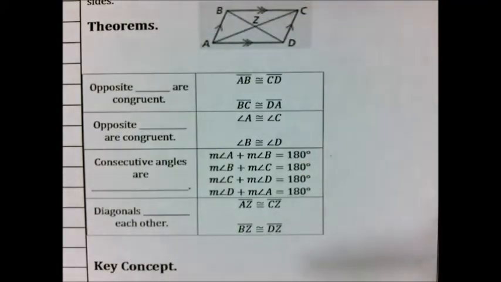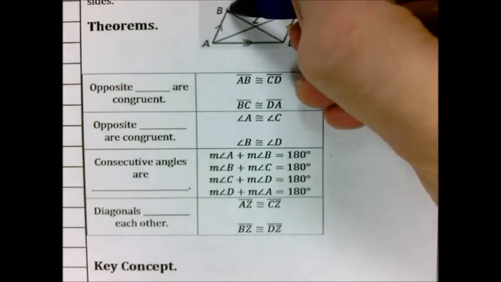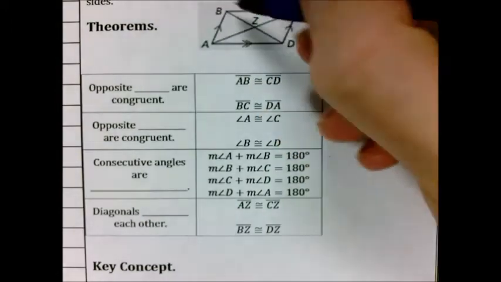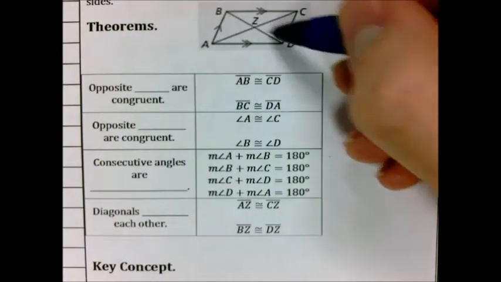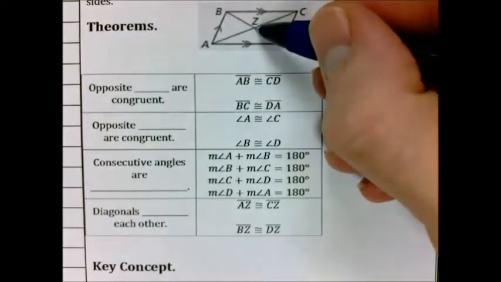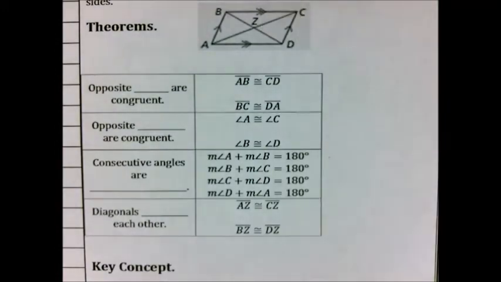And then the last little thing here is that diagonals bisect each other. Okay, so if we were to cross the two diagonals here, Z is going to split this line, BZ and DZ, in half. So these two are going to be equal. And Z is also going to split AZ and CZ in half. So those are going to be equal. These are four very important theorems that you need to understand in order to help us solve these types of problems.